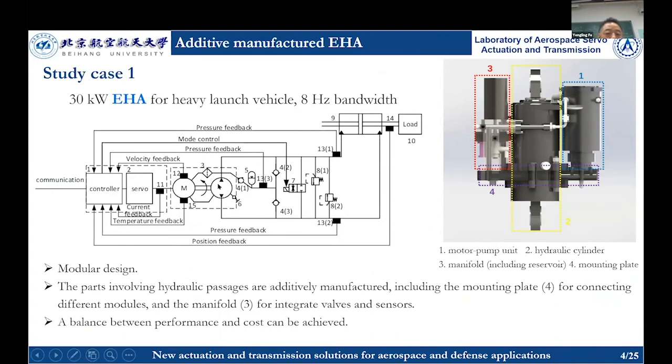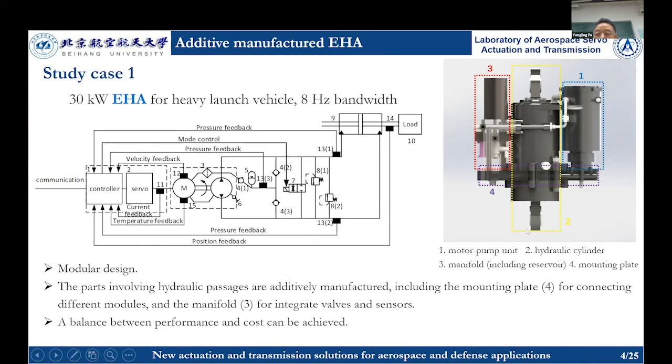This sketch is the principle of EHA. It uses a servo control motor, an electric motor, to drive a servo pump and then regulate the servo cylinder. And these valves are only for safety functions. The electric motor is controlled by a controller and this servo driver. This is the typical EHA principle.